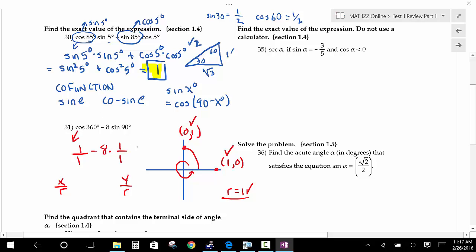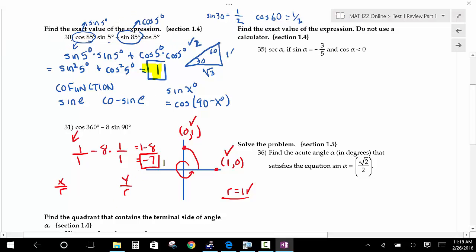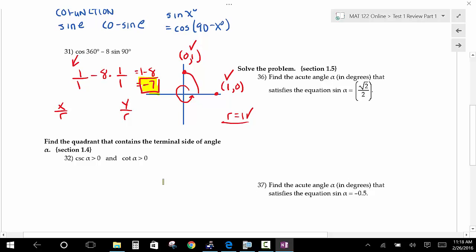Now to work out the math on this, it looks like you'd have 1 minus 8. So you'd have a final answer of -7. That would be the logic you go through on that. It's just an exercise in arithmetic and being able to figure out trig functions of special angles. That's the idea.